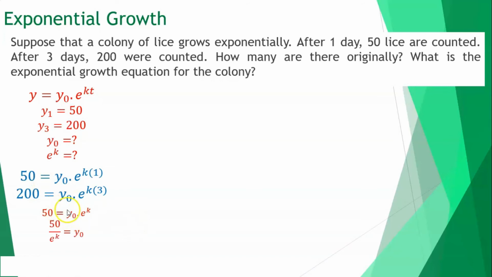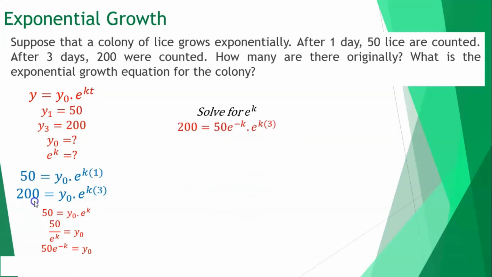So 50 is equal to y of 0 times e to the power of k. So dividing both sides by e to the power of k, our y of 0 here would be 50 over e to the power of k. Or we can have 50 e to the power of negative k as the initial value for y. So solve for e to the power of k.